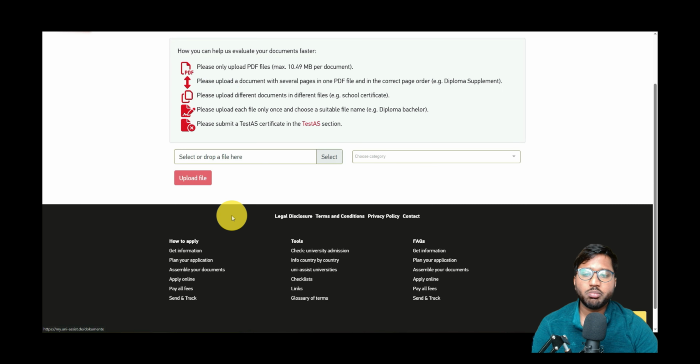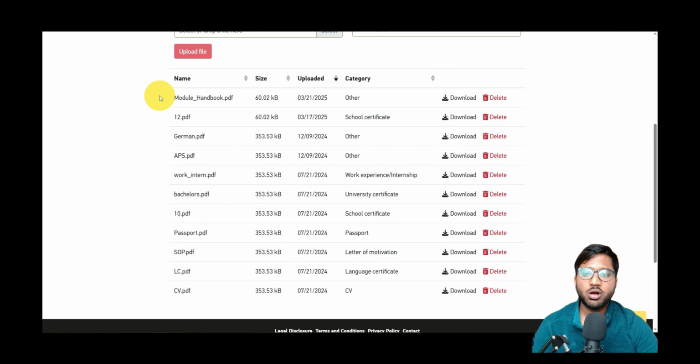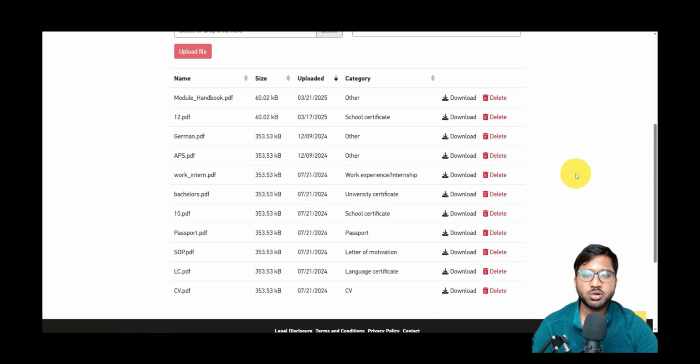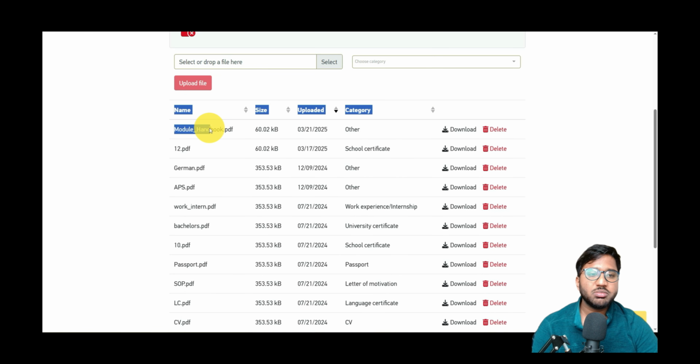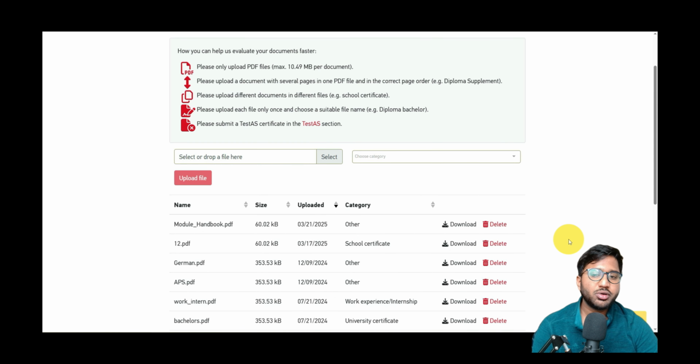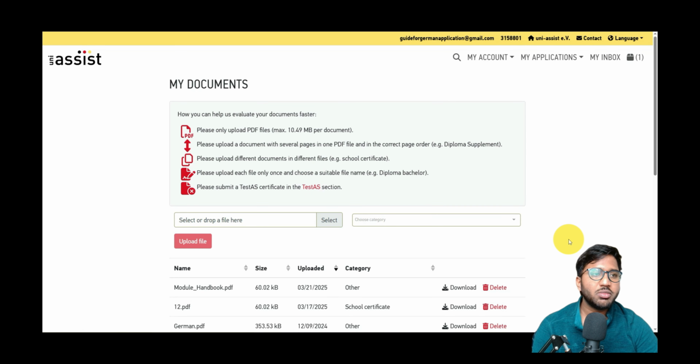Then we can directly go to upload my documents and give in all the documents that we usually submit. I have explained this submission of documents numerous times, where you need to give in the module handbook, 12th German, APS document, work internship certificate, bachelor certificate, and 10th and 12th, which you can also club together and give as a high school diploma, and other things. And then passport, statement of purpose, language certificate, which will be your English language certificate, then the CV. Okay, these are the maximum number of documents that one college can ask. That's the reason we have filled in all and put them in our documents. So every time we submit the application, all these documents will be forwarded and we are completed with everything.